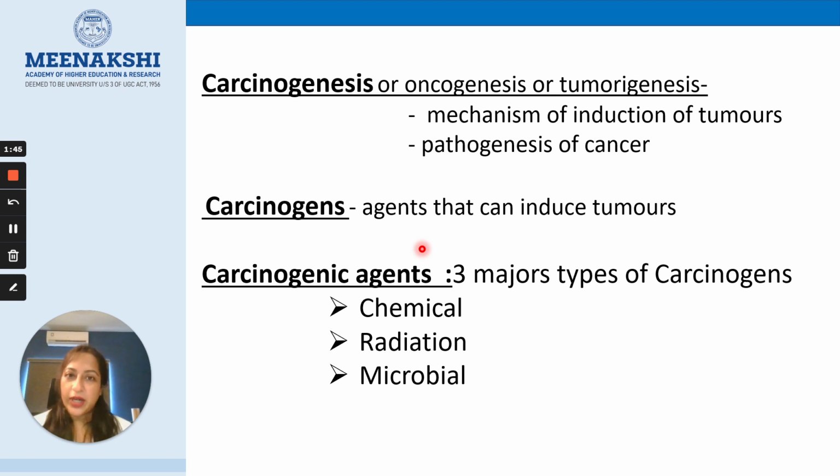So what is carcinogenesis? It is otherwise called oncogenesis, or tumorigenesis, basically the genesis of cancer, the pathogenesis of cancer. It is the mechanism of induction of a tumor, where a tumor starts. How does a tumor begin? And these agents that cause the induction of tumors are called carcinogens. As we already discussed, they can be chemical, radiation, or microbial.